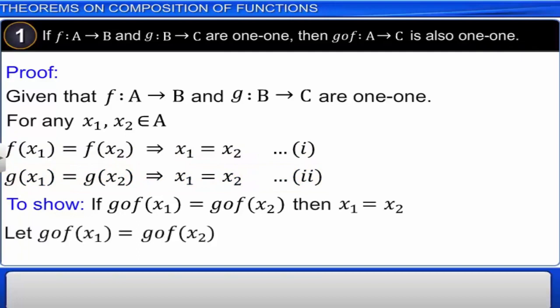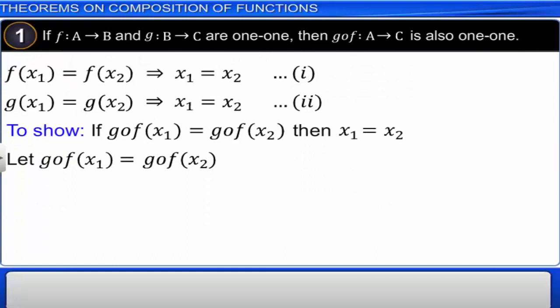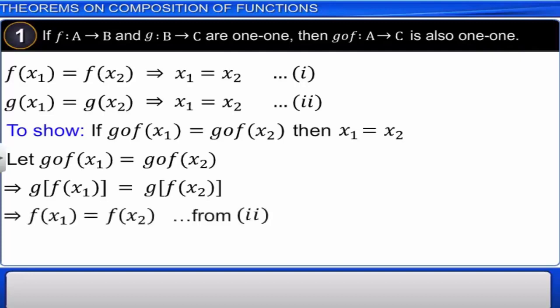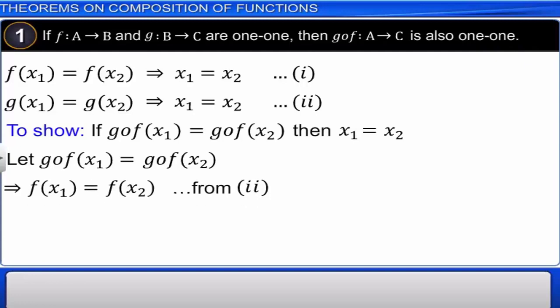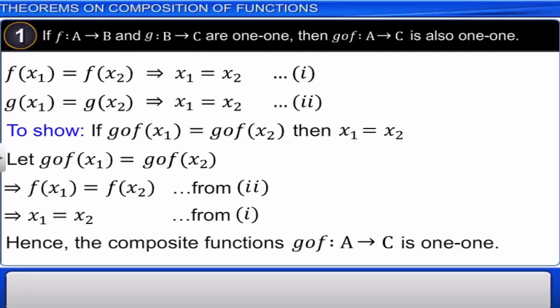Let us consider that the composition of f and g at points x1 and x2 are equal. By the definition of the composition of functions, g of f of x1 is equal to g of f of x2. From equation 2, this implies f of x1 is equal to f of x2. And from equation 1, this further implies that x1 is equal to x2. Hence, the composition of functions f and g from A to C is 1-1. Let's now move on to the next theorem.